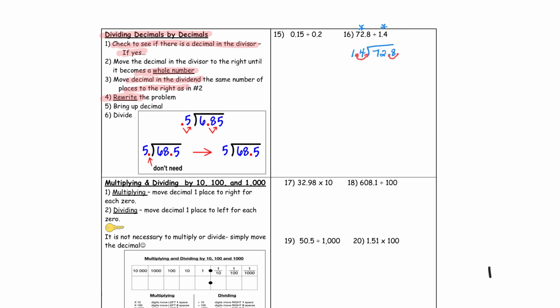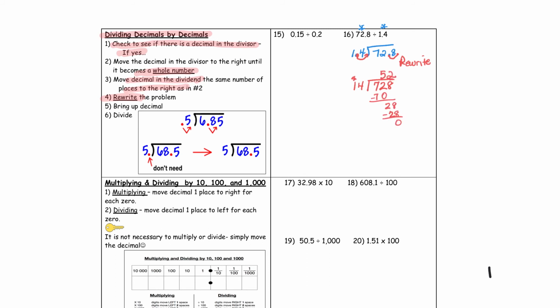Good. So now the last thing I need to do is rewrite the problem, and then I can go ahead and solve. So it's 14 divided into 728. Notice I actually, in this problem now, I have no decimals left. Hopefully I don't have to annex any zeros. Try this one on your own.